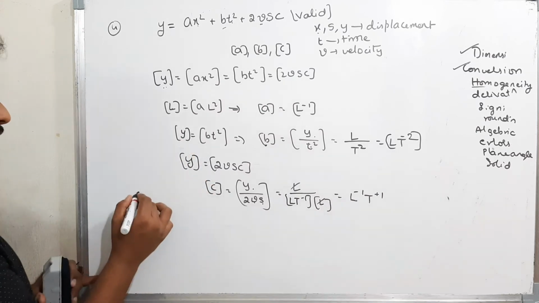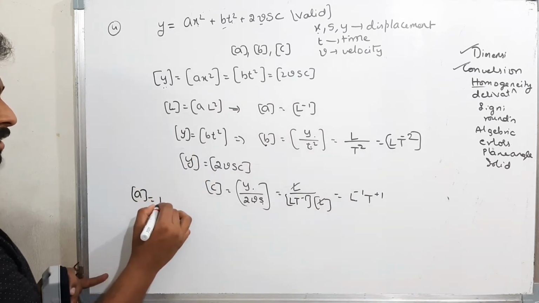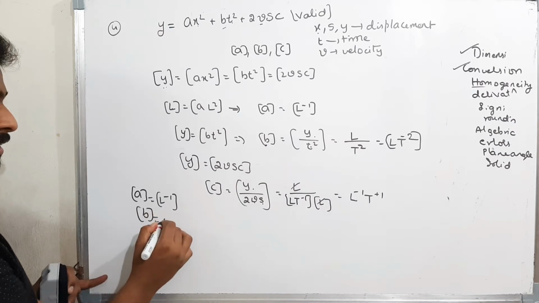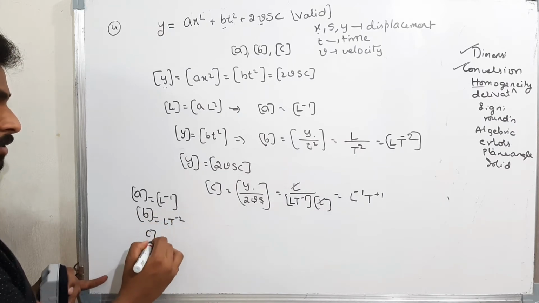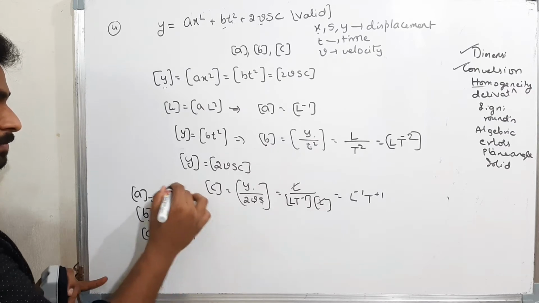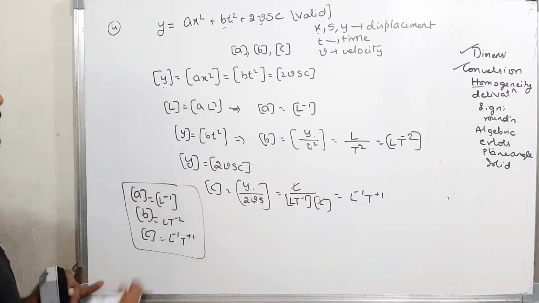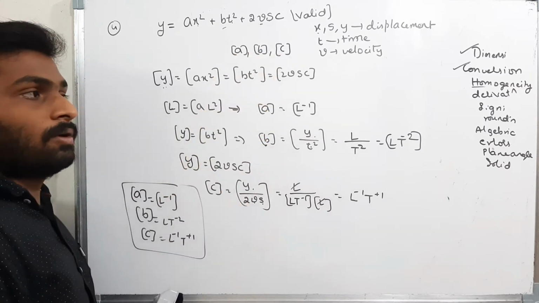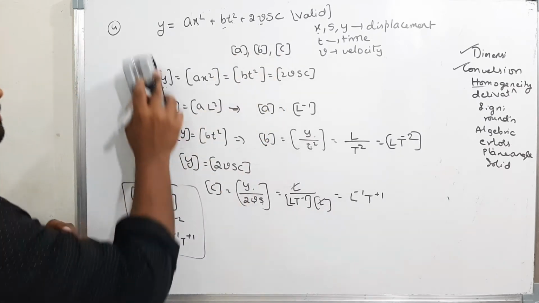Therefore, the dimension formula for A we got as how much? L power minus 1. The dimension formula of B is how much? L t power minus 2. The dimension formula for C is how much? L power minus 1 t power plus 1. These are the dimension formula for A, B, C. Okay, now we will see one more problem.